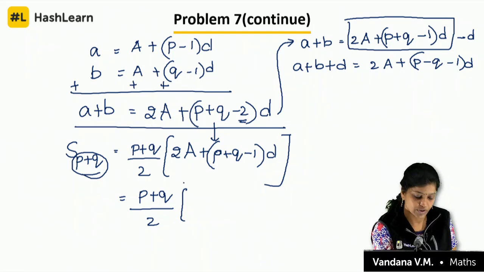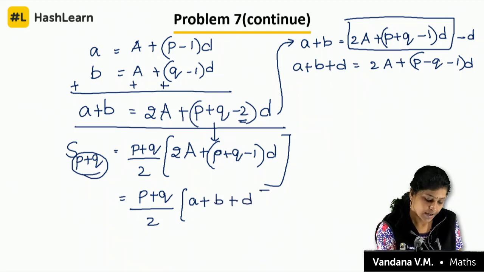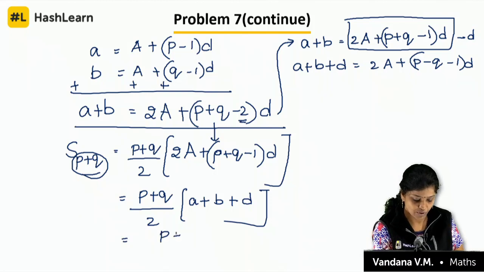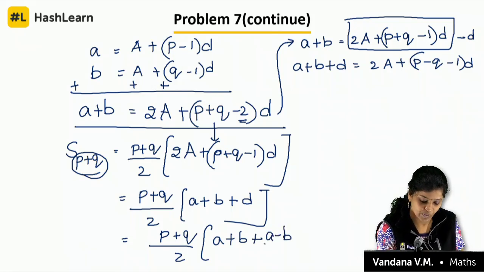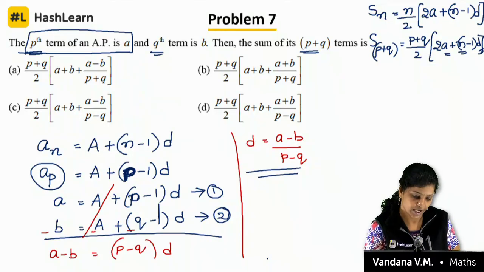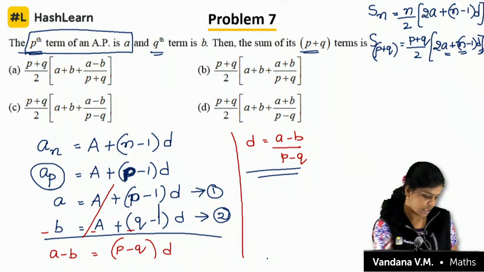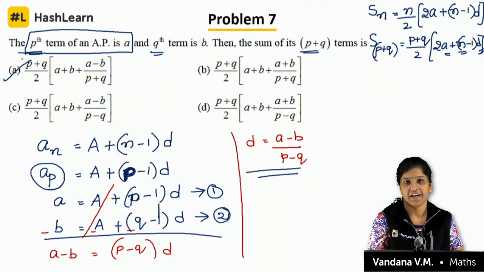Now, substitute this value over here. So, I will get a plus b plus d. But we already found the d value. p plus q by 2 into a plus b plus, what is the d value? A minus b divided by p minus q. So, which option is correct? A minus b by p plus q. Yes, option A. Option A is correct.